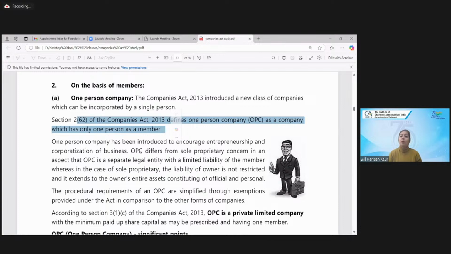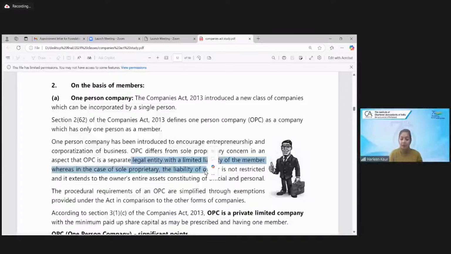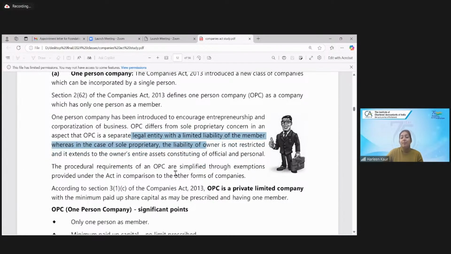Now I'm sitting at my own home, I can form an OPC. I can do my business, having the advantage of separate legal entity and limited liability also. The procedural requirements are simplified through exemptions given in comparison to other forms of companies. So if you set up an OPC, a number of exemptions are given to it.